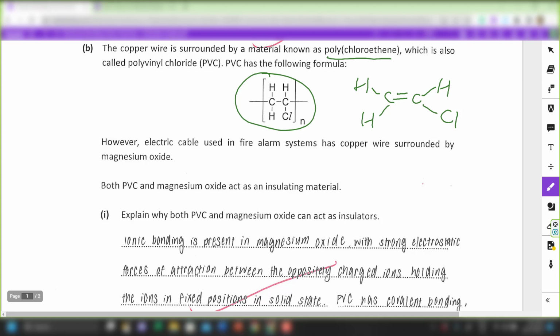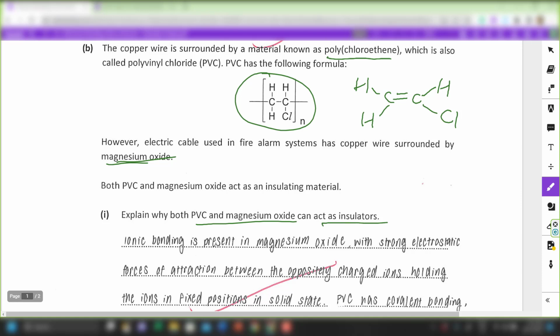So there's a repeating unit of C2H3Cl as exemplified here. Then you also notice that there's no double bond. Just all single bonds throughout the whole structure. And then you were also told that electrical cables used in fire alarms are surrounded by magnesium oxide. So you're supposed to discuss why PVC and MgO are good insulators, or how they can act as insulators.